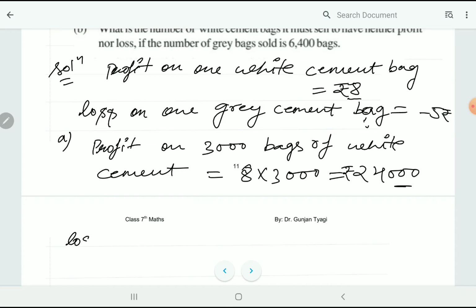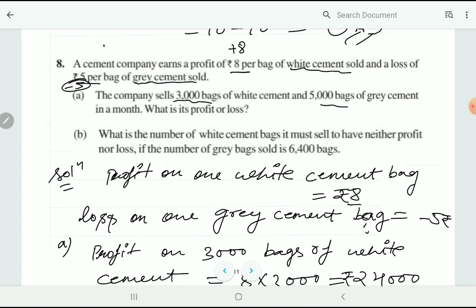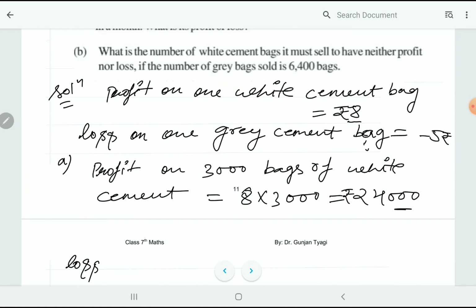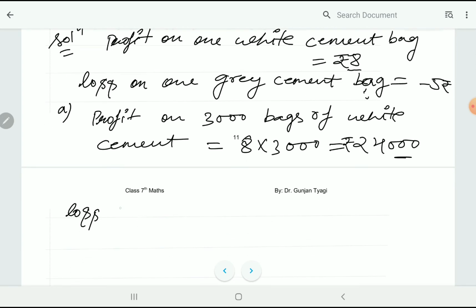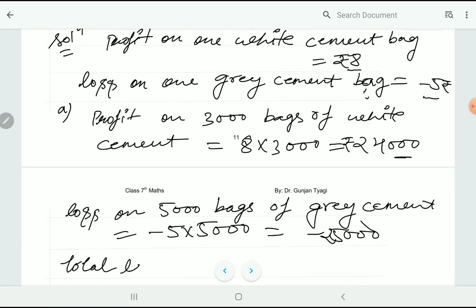And loss on 5,000 bags of grey cement in a month. So loss on 5,000 bags of grey cement is equal to the loss for each bag, that is -5. So -5 multiplied by 5,000 will be equal to -25,000. So total, because here you can see total loss.